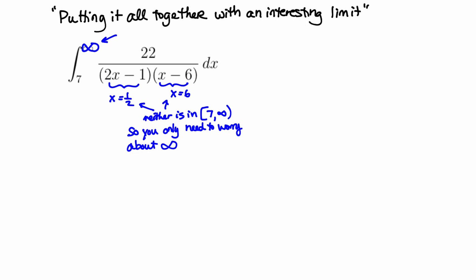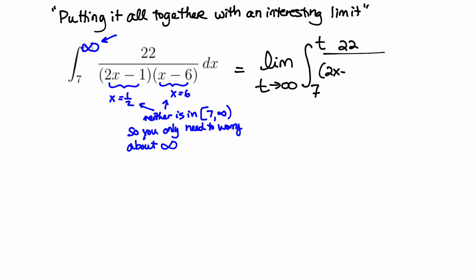So if I'm going to rewrite that as a limit, I would write the limit as t goes to infinity from 7 to t of 22 over (2x minus 1)(x minus 6) dx. What is this? It's a rational expression. How do we solve this? Using what integration technique? What are you guys using to solve this with integration? Partial fractions? Ka-ching!